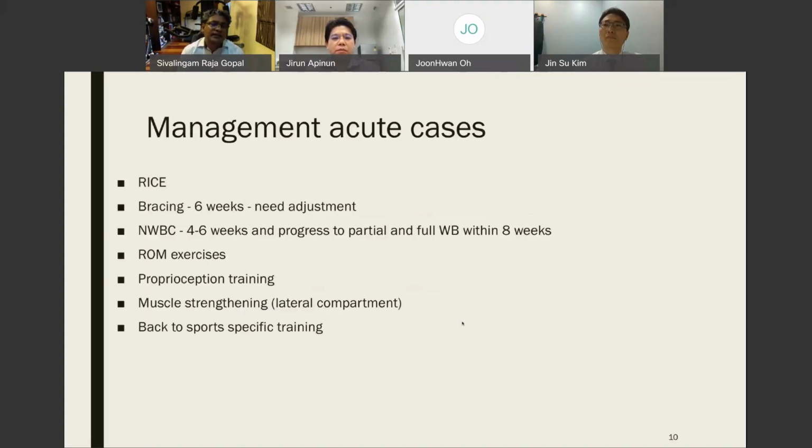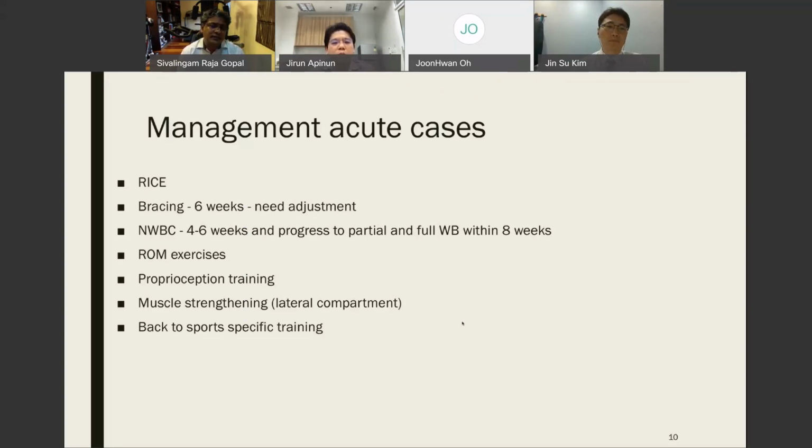Management, I think, is classical for every case we do. We do rest, immobilization, ice, compression, and elevation. In acute cases, I brace them in a simple ankle brace. If it's grade 3, I still brace them first using a pneumatic shoe, a vacuum cast, and we start partial weight bearing.